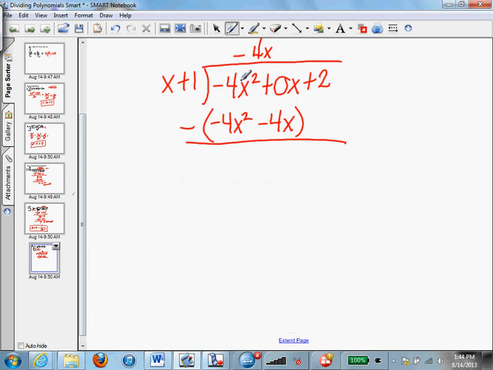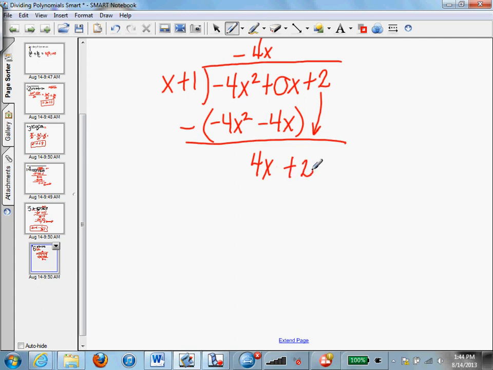The negative 4x squared, and then the negative times a negative gives you a positive, so we're really adding. It's going to go to 0. So we have 0x minus a negative 4x. When you simplify that, you're just going to get a positive 4x. Let's go ahead and bring down this positive 2.